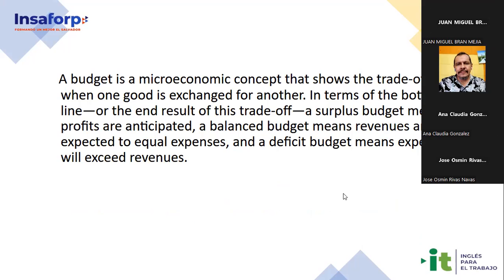A budget is a microeconomic concept that shows the trade-off made when one good is exchanged for another. In terms of the bottom line or the end result of this trade-off: a surplus budget means profits are anticipated, a balanced budget means revenues are expected to equal expenses, and a deficit budget means expenses will exceed revenues.